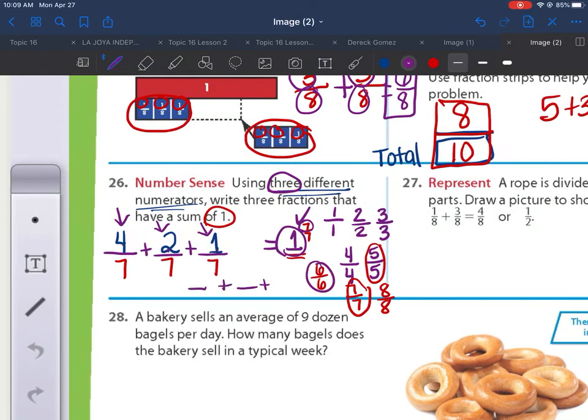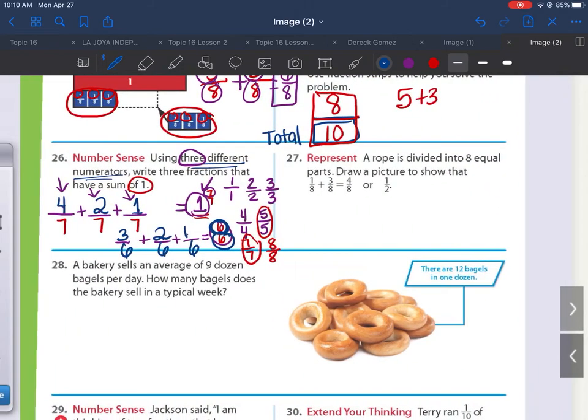You could have also done 6 to give you 1. Using the fraction, you have to have the same denominator. And now you need to add to 6, but the numbers need to be different. So I could add 3 plus 2 plus 1, because 3 plus 2 is 5 and 1 is 6.